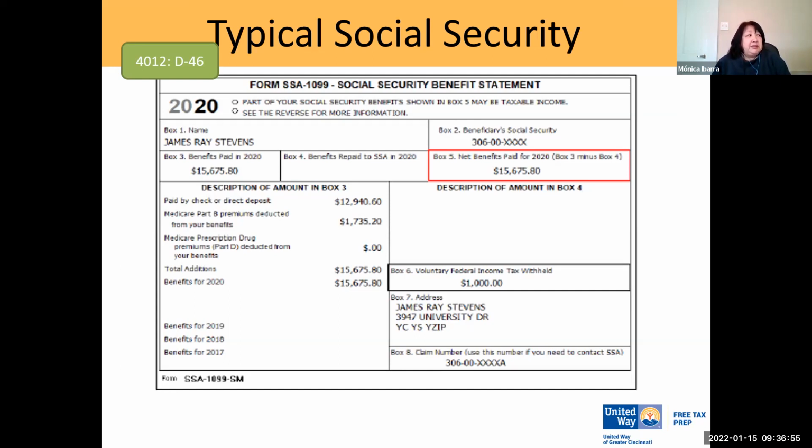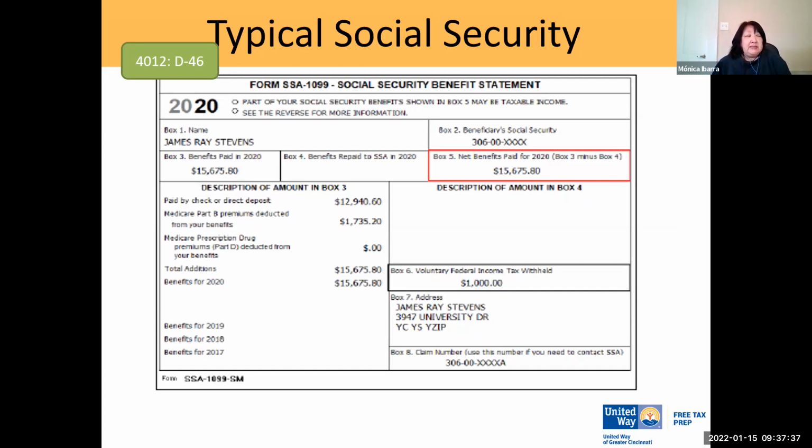And then also it will ask you for the Medicare premiums or any kind of premiums that were paid out of what was paid to the person to pay for health insurance. So that was $17.35.20. And then box 6 is if the person had any withholding from their Social Security. So every place where you have any income, there is a place to show whether or not you paid the IRS anything to pay your taxes. Box 6 is where this is.